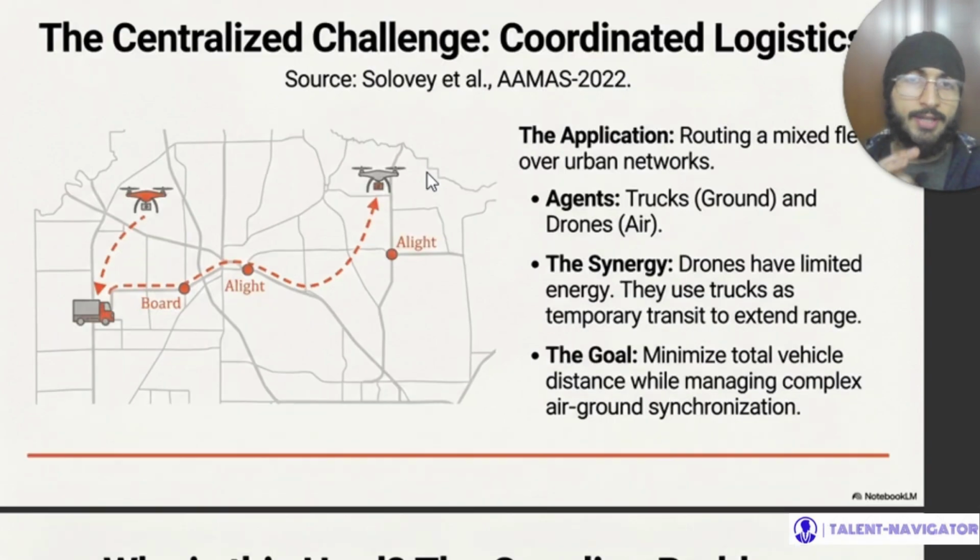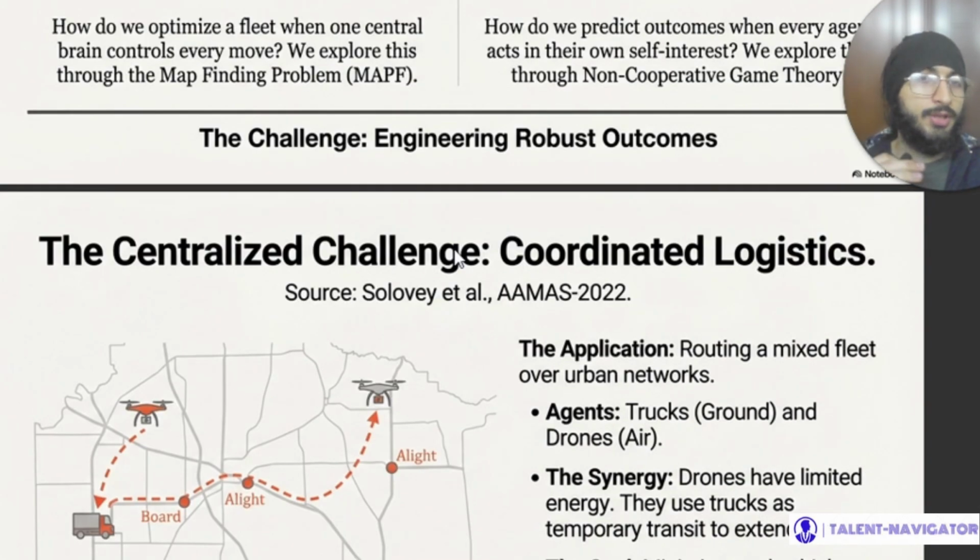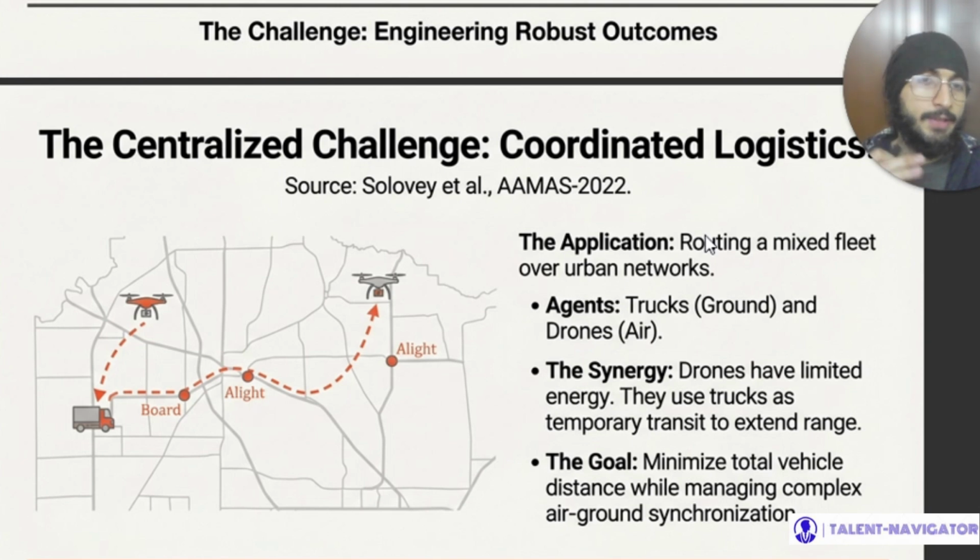Right. So the centralized challenge is coordinated logistics. The application is routing a mixed fleet over urban networks. Agents are the trucks on the ground, and we have drones in the air. The synergy: drones have limited energy, and they use trucks as a temporary transit method to extend their range. The drones land on the trucks, and the trucks carry them on their own routes. During the journey, the drones charge themselves up, and then they can fly off when sufficiently charged. Now the goal is to minimize total vehicle distance while managing complex air-ground synchronization.